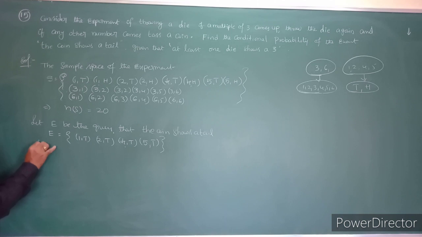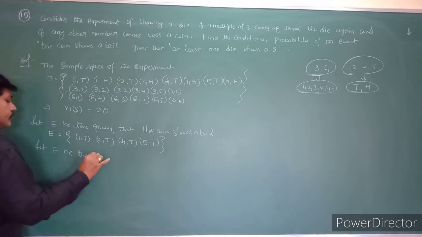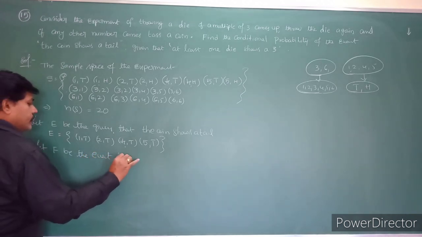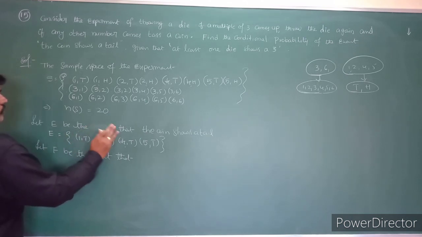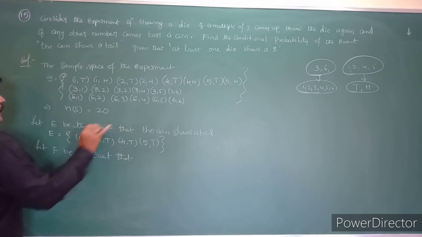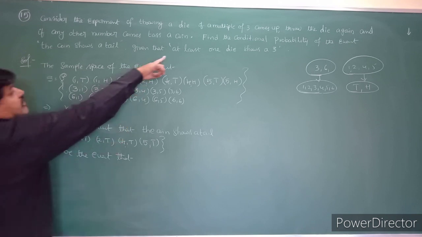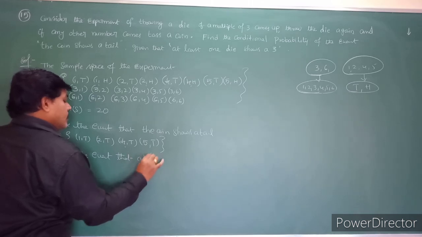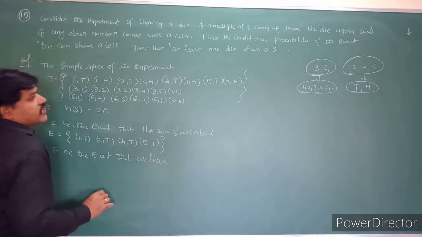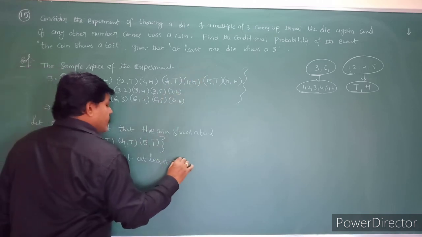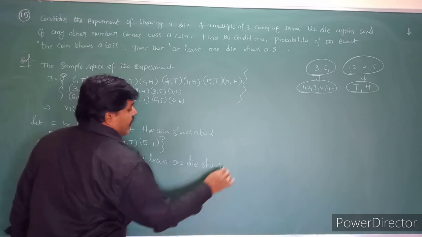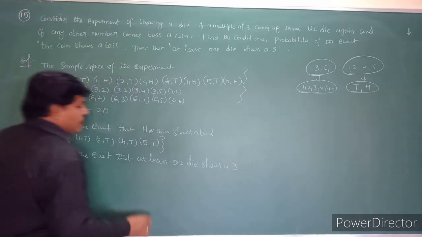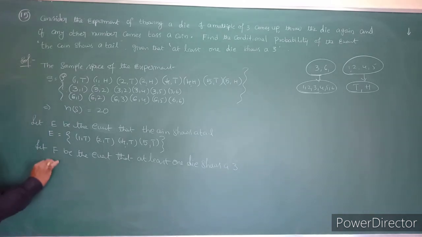Let F be the event that at least one die shows a 3. So that is nothing but F. What is F?